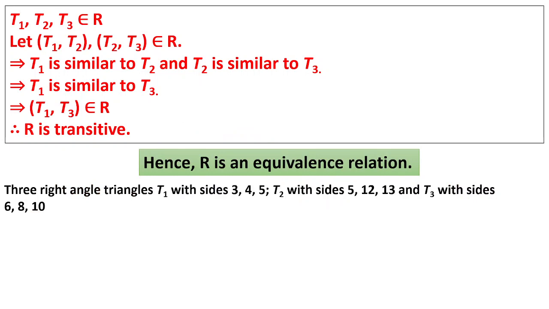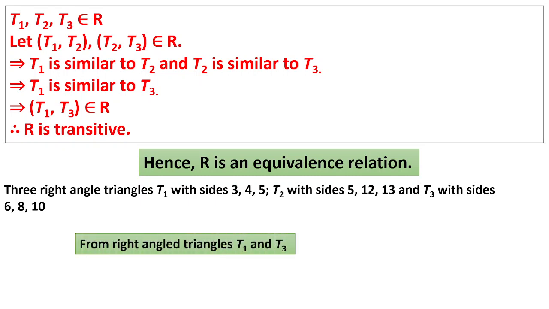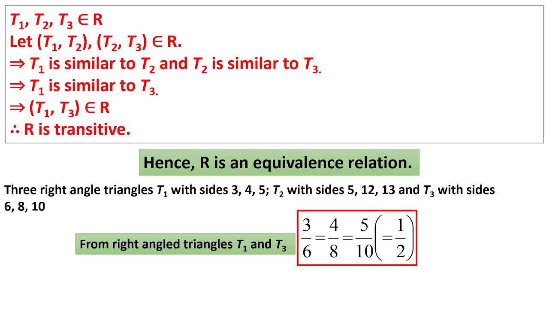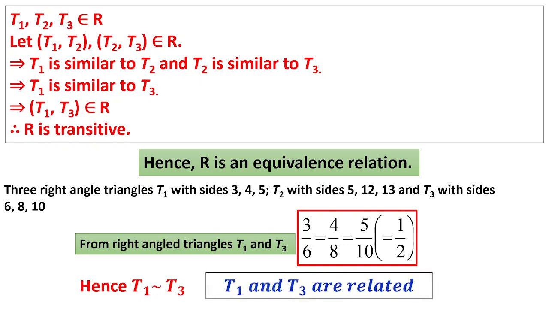Now let us take 3 triangles. Right triangles are given: T1 with sides 3, 4, 5, T2 with sides 5, 12, 13 and T3 with sides 6, 8, 10. Now from the right angle triangles T1 and T3 I check whether they are similar. All of you know for similarity you have to check whether the corresponding sides are proportional. I get 3 by 6 is equal to 4 by 8 is equal to 5 by 10, therefore T1 is related to T3. They want to know which is related, whether T1, T2 or T1 and T3. Therefore T1 and T3 are related. They are similar as per the given definition. Here I have used the condition that when 2 triangles are similar, the corresponding sides are proportional.